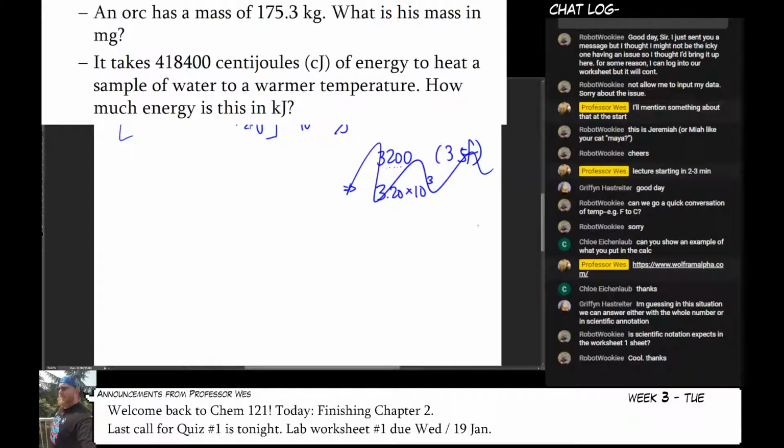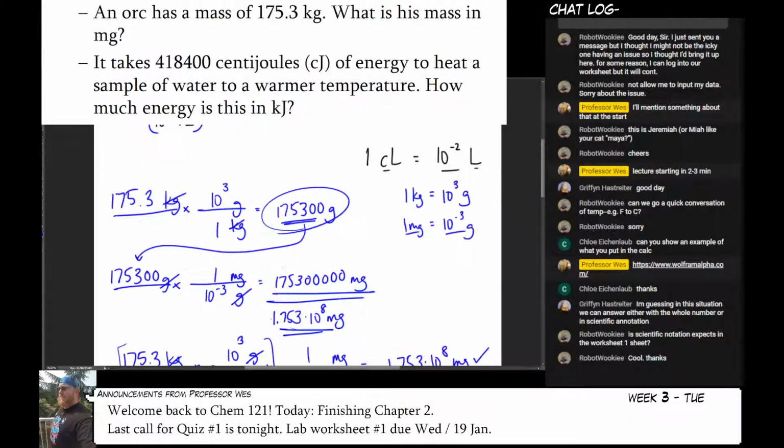Now, the joule is the physics unit of that sort of energy. And so we're going to write down, we'll do this in black again, just to separate out the problems here. So 418,400 centijoules. And I want kilojoules. Well, we've already covered today that 1 centi anything is 10 to the minus 2 of that thing. In fact, we did that up here, right? There it is right there. That was with liters.